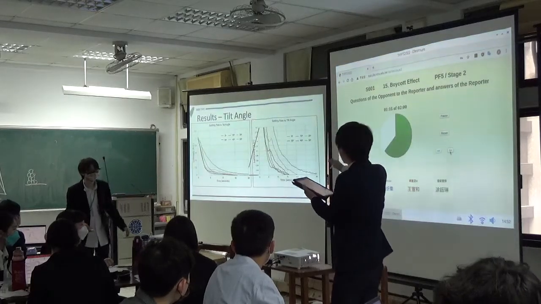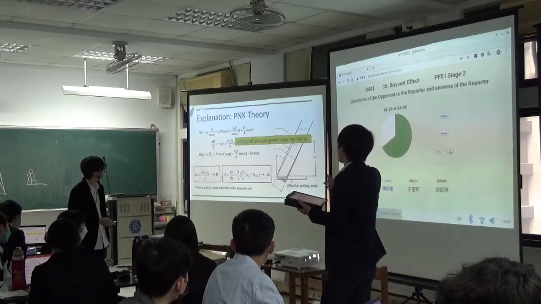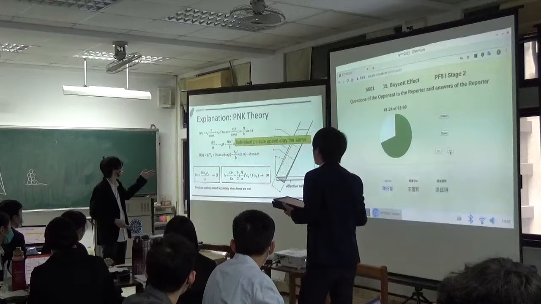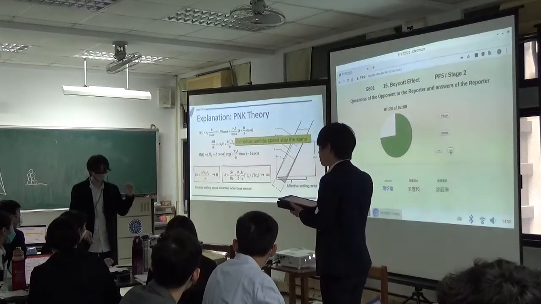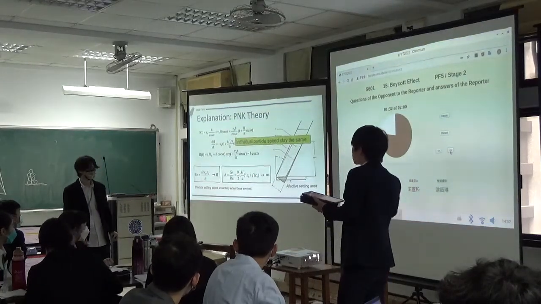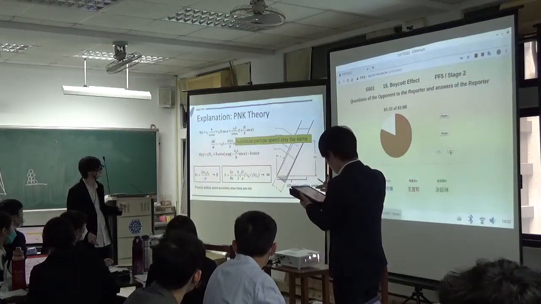Can you please go to page 10? There is a V0 when you're discussing the PNK theory. So the V0 on top, is that the initial velocity? No, V0 represents individual particle velocity. Okay, so is that the initial or the terminal, or does it remain the same velocity? It remains the same. Okay, thank you.